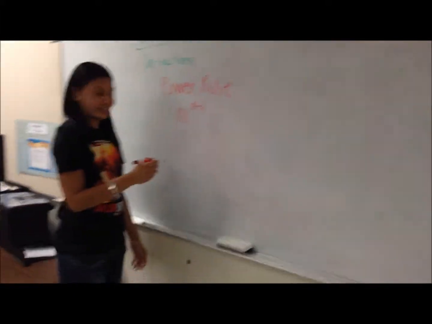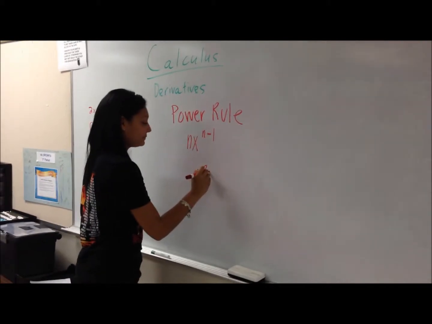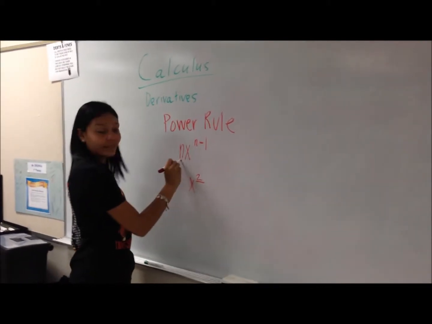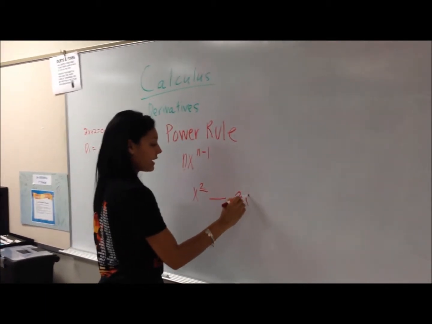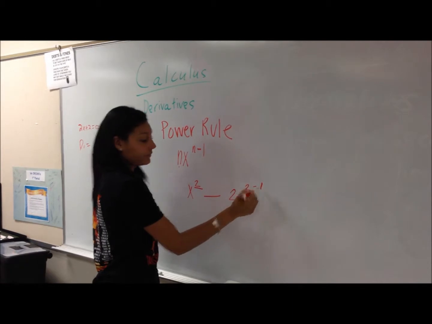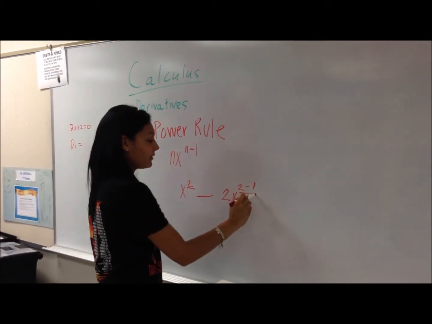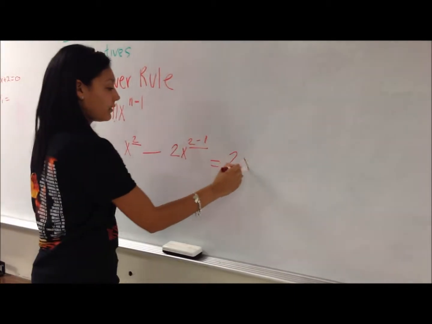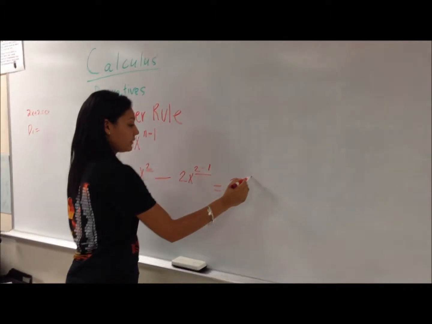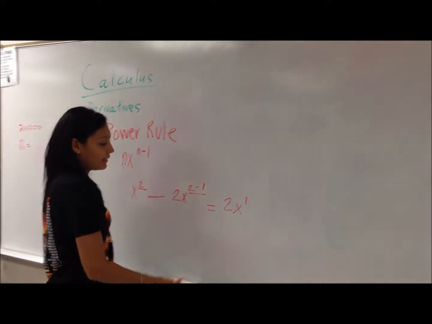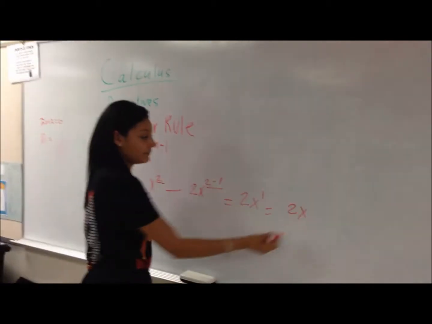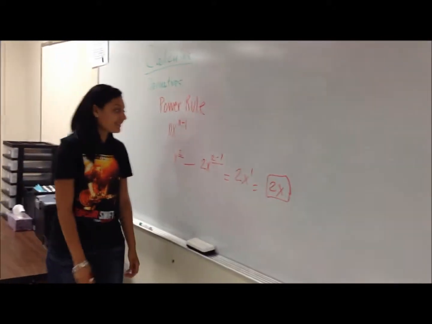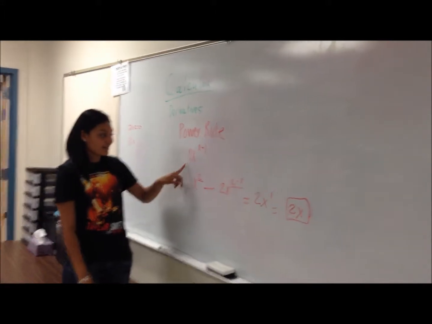Okay, so we're going to start off with x squared. Now 2 is our n, so we're going to plug that in. It's going to be 2x to the 2 minus 1. Okay, so we have to solve this, which is going to be 2x to the 1. And that, just rewritten, is 2x. And we're done. That's the answer. How did you get that? Well, like I said, the power rule.